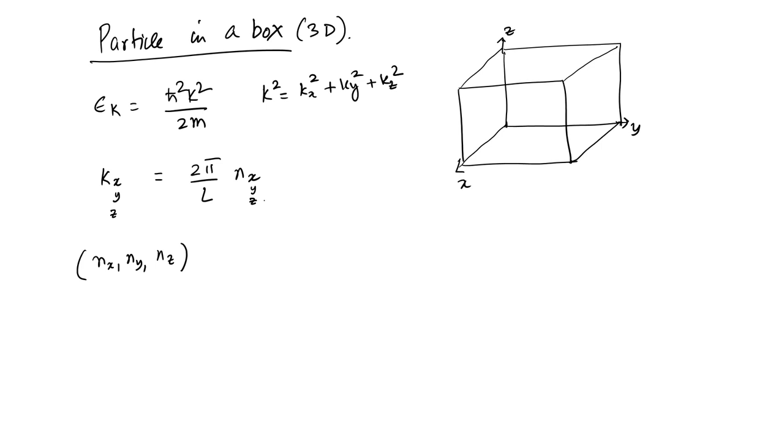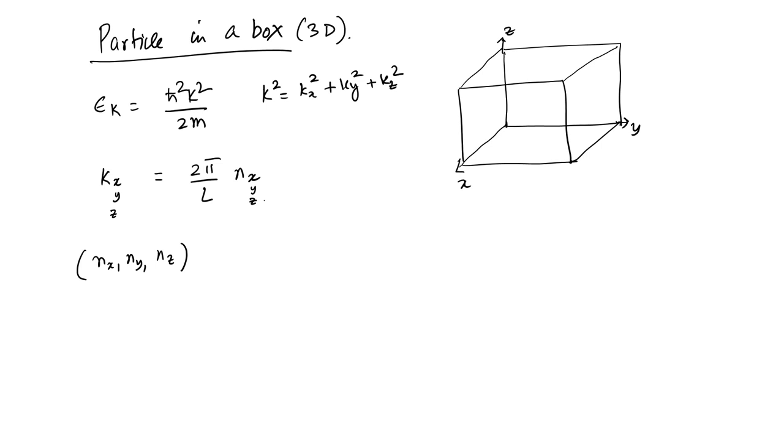There can't be 0, because 0 would mean that there is no particle in the box at all, in any of these nx, ny, or nz. And we start from, say, 1, 1, 1. So 1, 1, 1 would be the ground state, and then 2, 1, 1, or 1, 2, 1, or 1, 1, 2 is the first excited state, and so on.